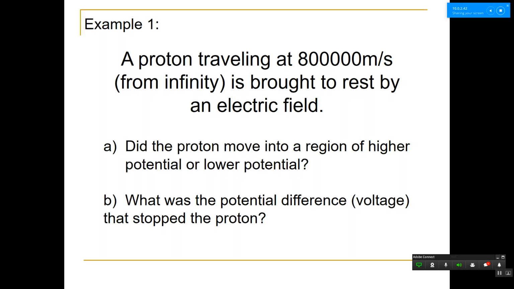And the question is asking you, what is the potential of that point where it stops? Well, that's pretty easy, right? It's the potential energy divided by Q, because that's the definition of potential, the amount of energy per charge. So find that potential energy, divided by the charge, get the potential. Do it.